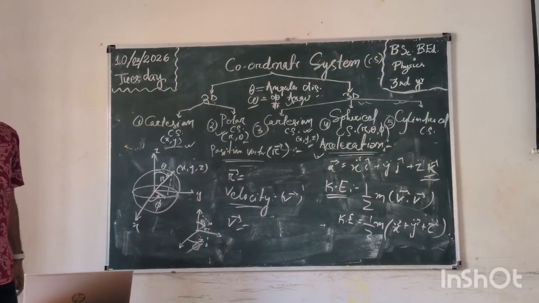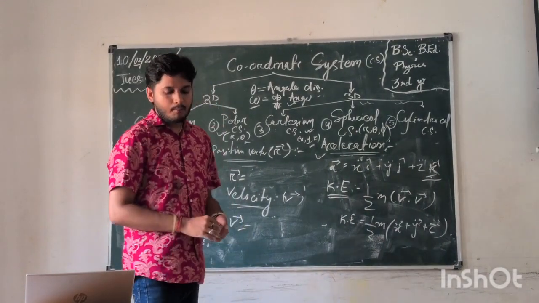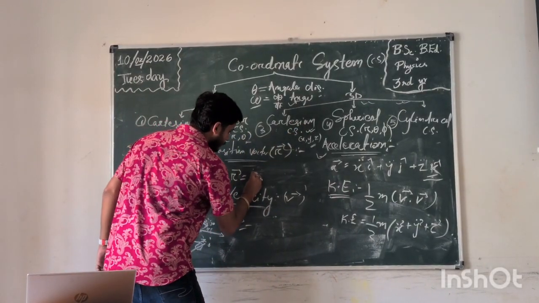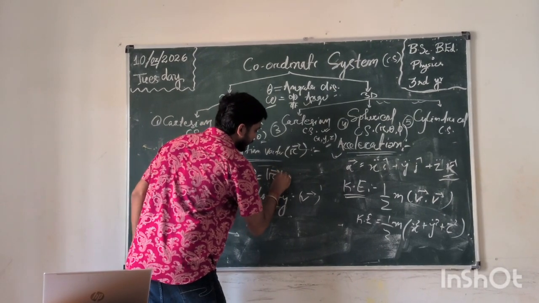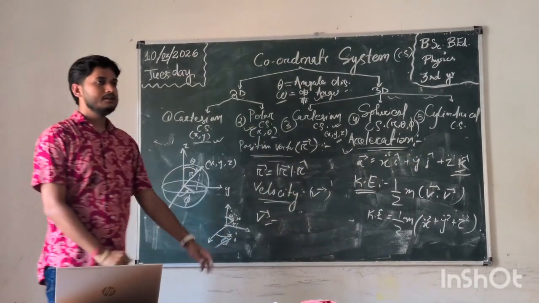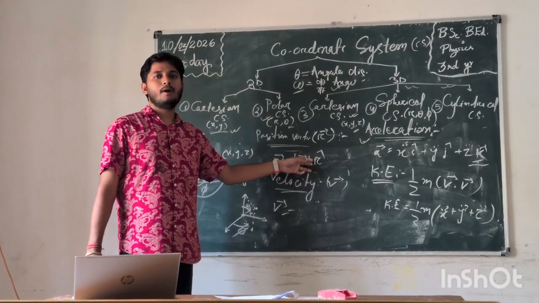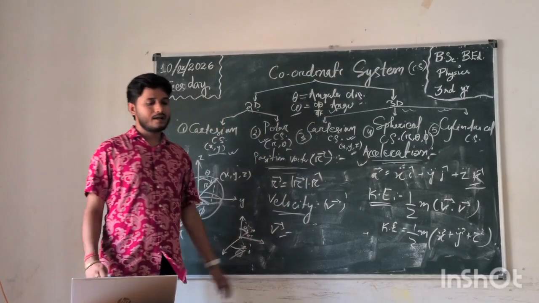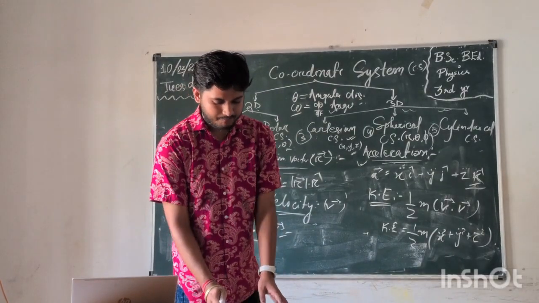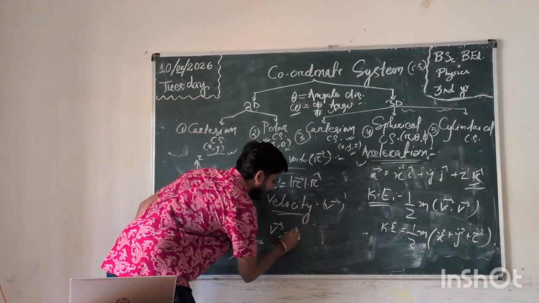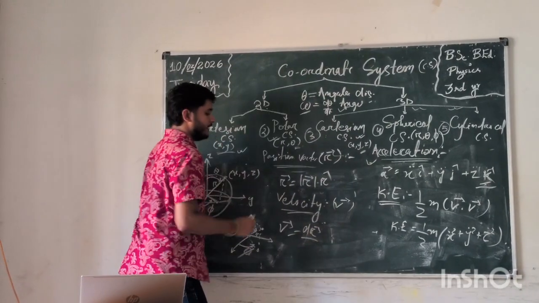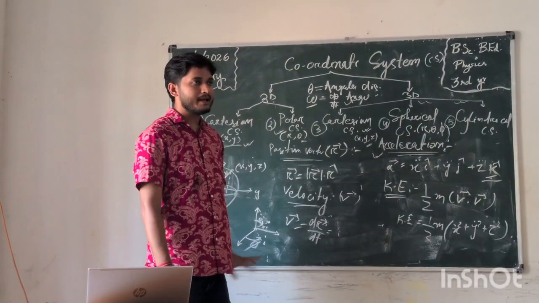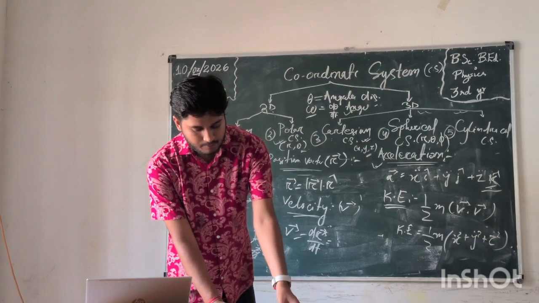So in spherical coordinates, the expression for the position vector is the same as in polar coordinates. We have the magnitude r times r cap. This is our expression for position. Now for velocity, as we derive the derivative of this vector, dr by dt, we will get the expression for spherical coordinates.